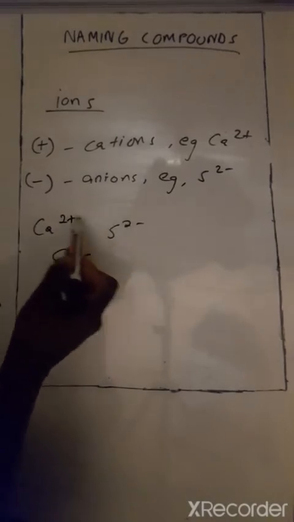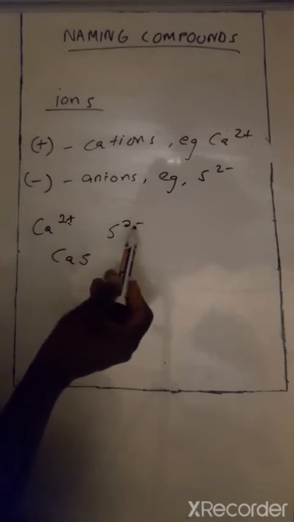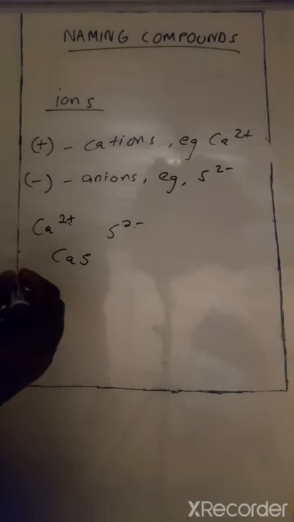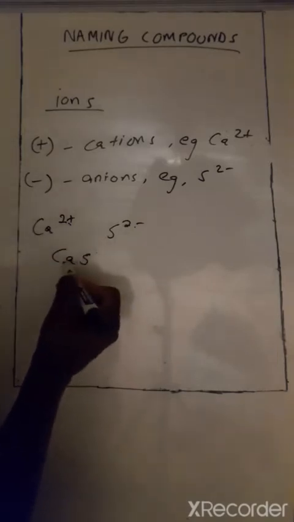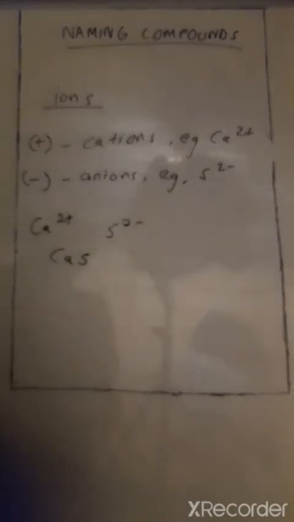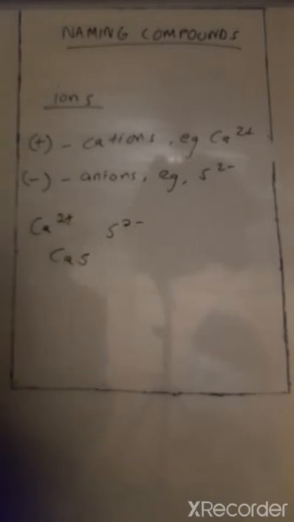If you take a look, you will realize that the charges are balanced, +2, -2. So the net charge will be 0, as is the case with all compounds. You will not see any charge attached to that compound. So this is calcium sulfide, because the charges are balanced, and they give you a net charge of 0. +2 plus -2 equals 0.